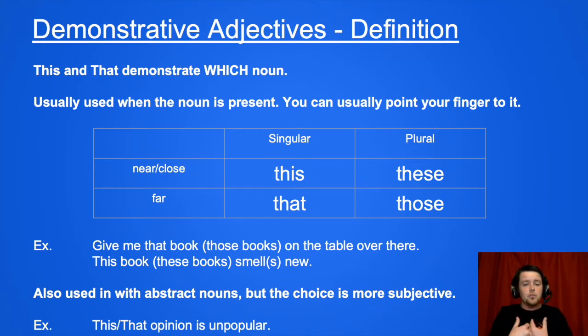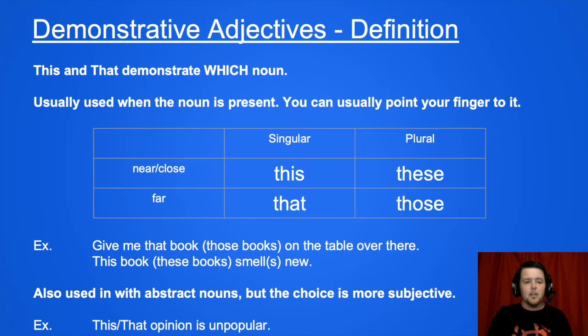If it's close to you or near you, we use this or these for plural. If it's far away, we use that or those for plural. Now, if it's near or far is completely the opinion of the person who's talking. So people might disagree on which one to use, but it's the person who's talking, it's their opinion.